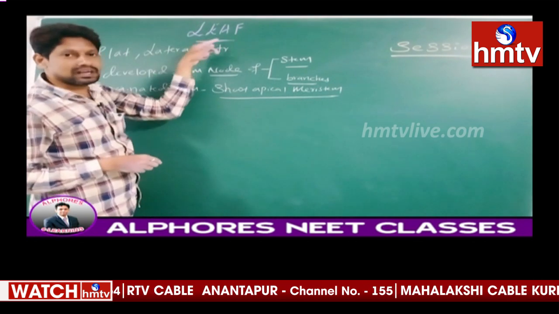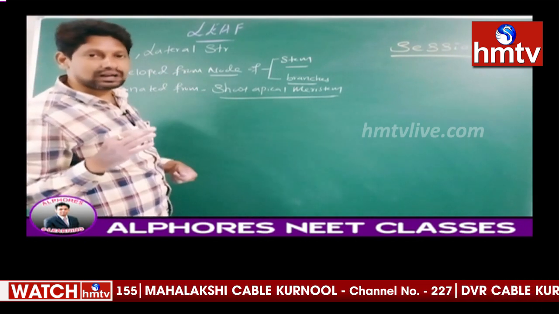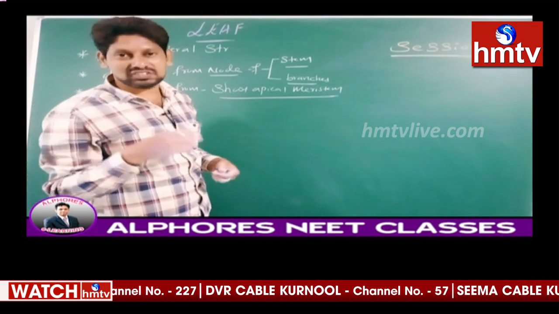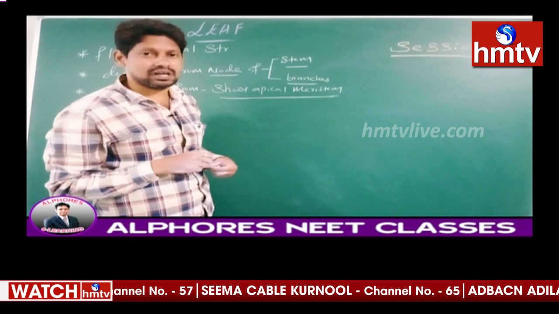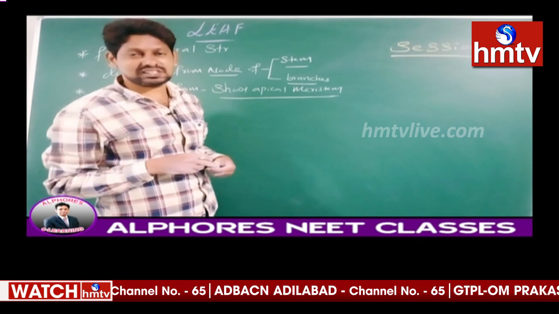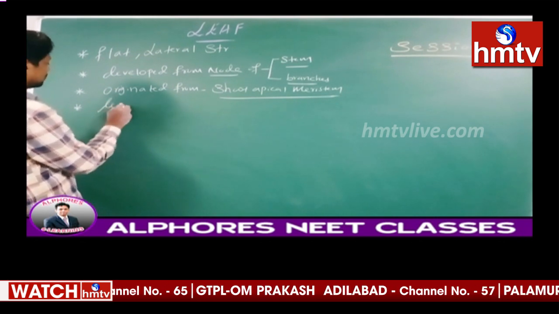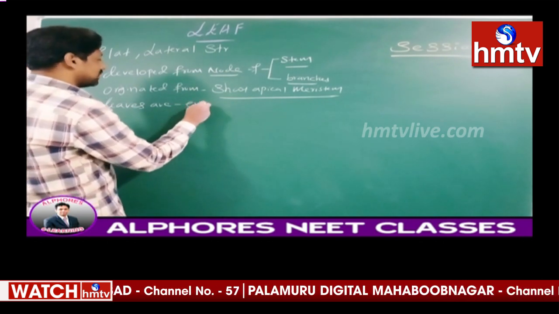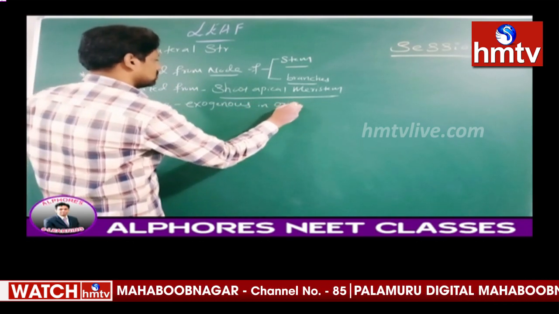These leaves are exogenous in origin. It means they are produced from outer tissues. So they are what in origin? Exogenous in origin. Root branches, that is lateral roots, are endogenous in origin. Lateral roots are endogenous in origin, whereas stem branches and leaves are exogenous in origin. Therefore, leaves are what in origin? They are exogenous in origin.